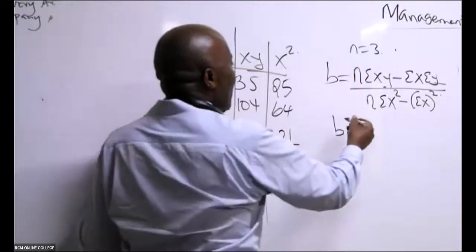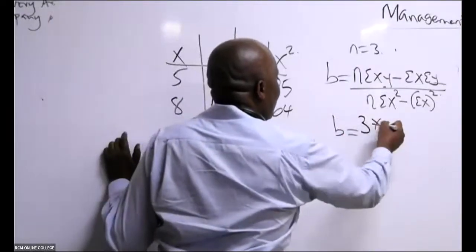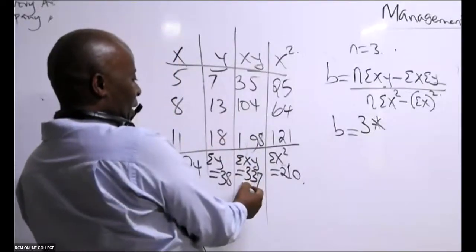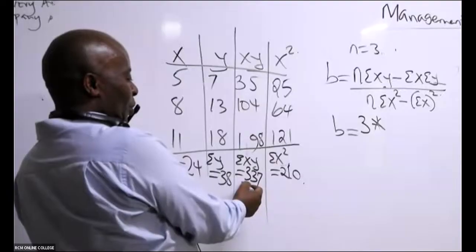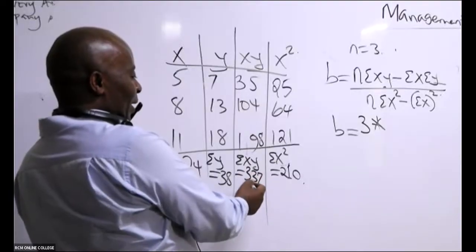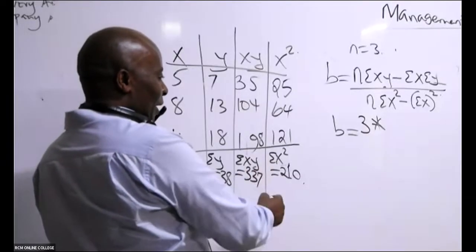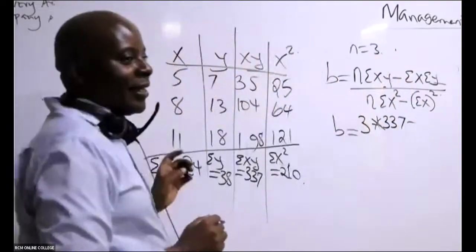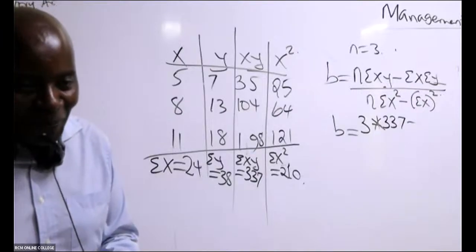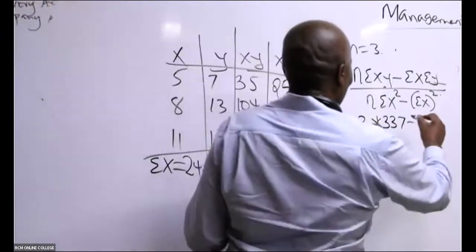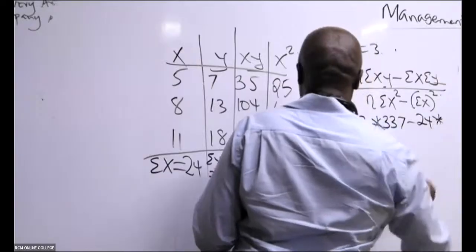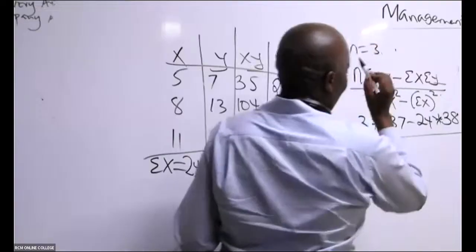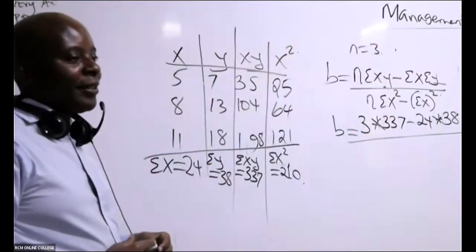So N is 3. 3 times sigma xy. What do we have for our sigma xy? Summation of xy is 337. Summation of x is 24. Summation of y is 38. Great. Thank you.